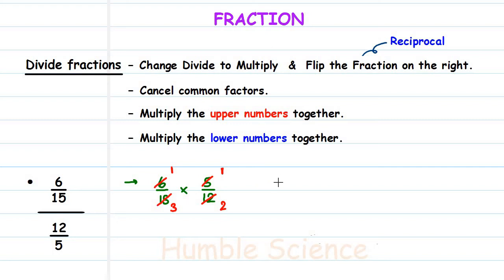Now we can multiply the upper numbers. 1 times 1 will be 1. And for the lower numbers, 3 times 2 will be 6. So the answer here is 1 over 6.